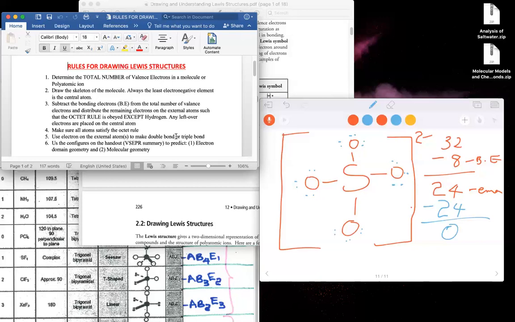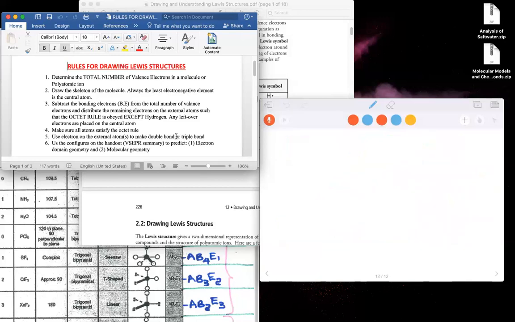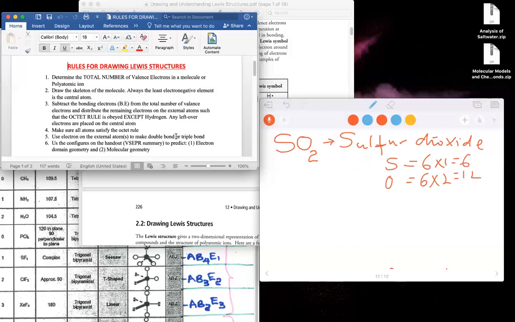Let me give you an example of a compound where you'll have to make a double bond. An example is sulfur dioxide, SO2. Because we have two oxygens, we do the same thing we did before: finding the total number of valence electrons. Sulfur is 6 times 1, which is 6. And oxygen, we have 2 of them. This is 12, for a total of 18 electrons.